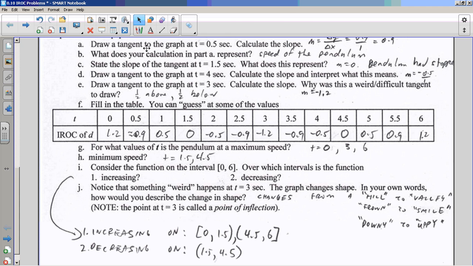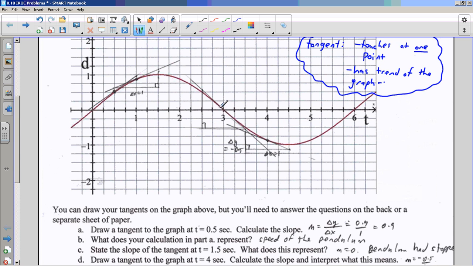One last thing that I'm going to point out is this J. Something weird happens at t equals 3 seconds. So t equals 3 seconds is right there.